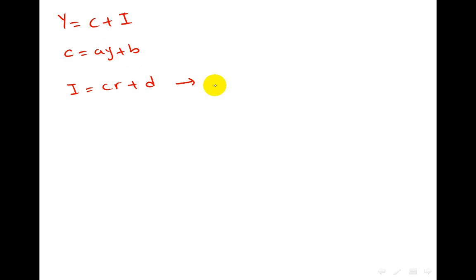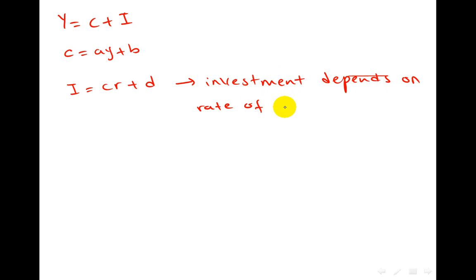So let me tell you something here: investment depends on the rate of interest. Whenever the investment is going to increase, the rate of interest will decrease. That means they are opposite, they are not directly proportional, they are inversely proportional. And whenever the rate of interest increases, the investment will fall, and C is less than 0 and D is greater than 0. Okay, to make this more clear, I'll give you an example.